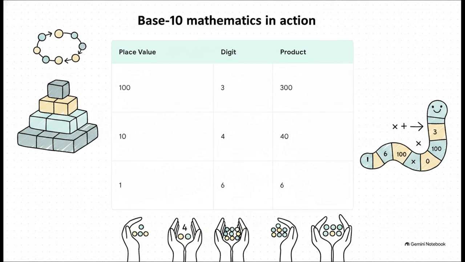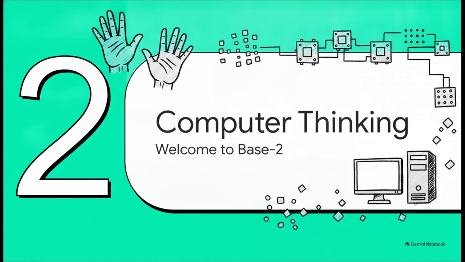You just multiply the digit by its place value. 3 times 100, 4 times 10, and 6 times 1. Add it all up, and boom, 346. It's just base 10 mathematics doing its thing. Section 2, thinking like a computer.